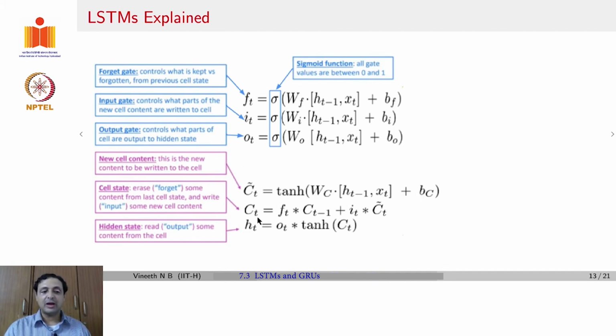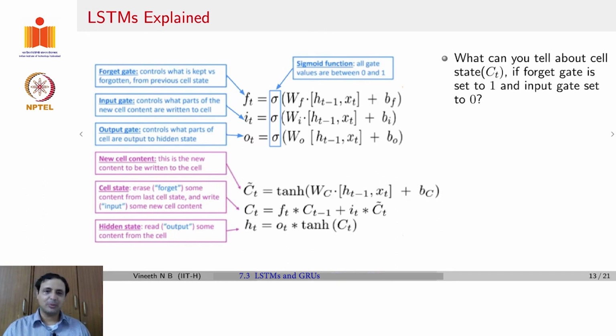And Ct finally is obtained by forgetting some content from the previous state and writing some new cell content. ft controls Ct minus 1 and the input gate it controls the C tilde t, which you ideally want to write onto the cell state. And finally, the hidden state decides to read some content from the cell as output using the output gate. It again uses a tanh to maintain negative and positive values.